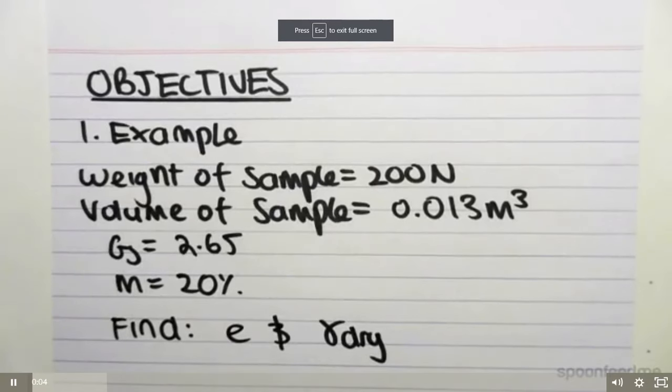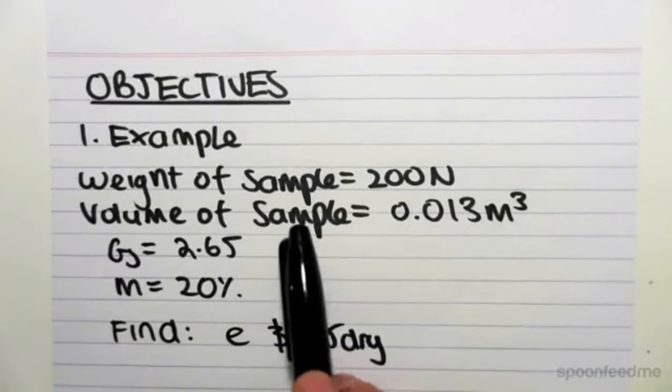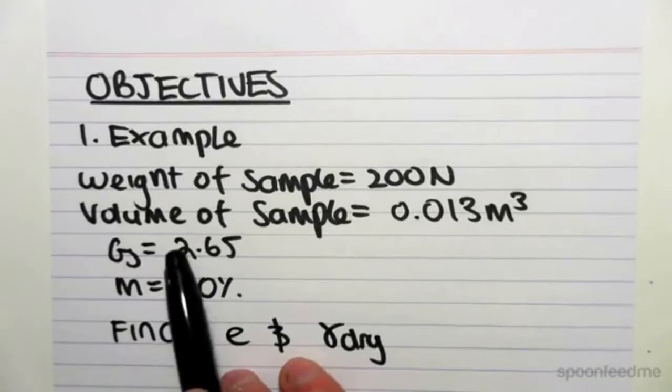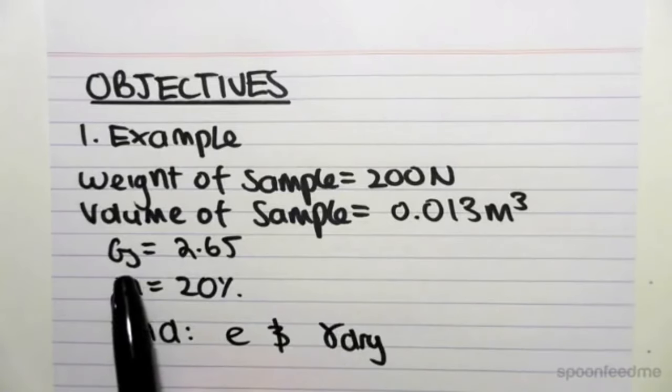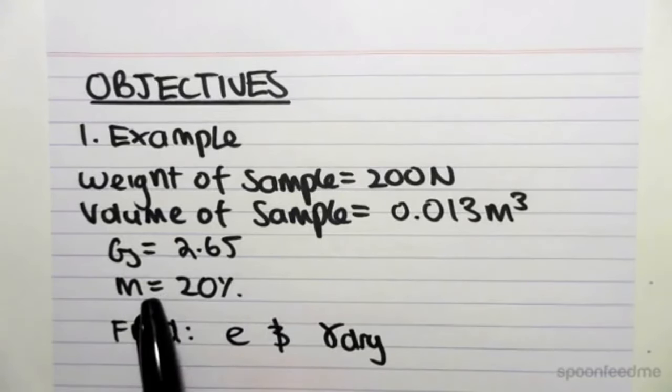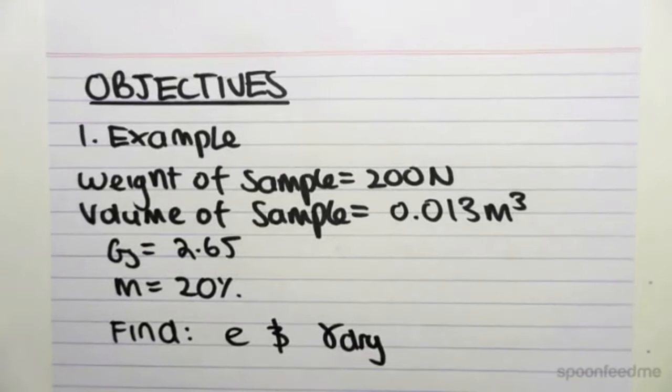Example, which is going to connect a lot of the ideas we've learned in the previous videos. So we've been given the weight of a sample is 200 newtons, the volume of that sample is 0.013 meters cubed, its specific gravity of the solid is 2.65, and the moisture content is 20%. And it's asked us to find e, the void ratio, and gamma dry, the dry unit weight.